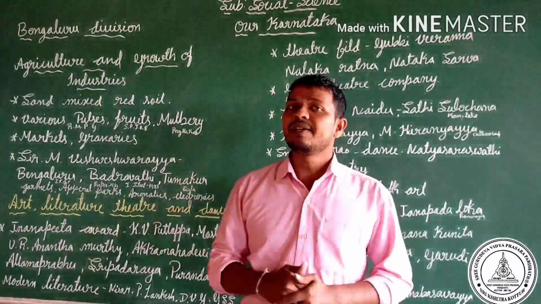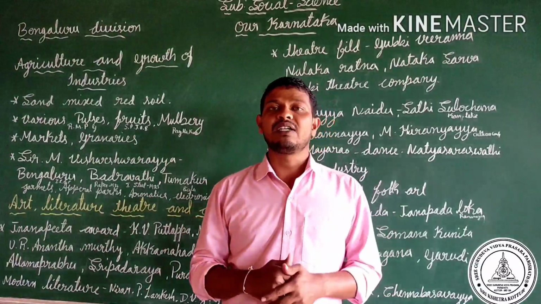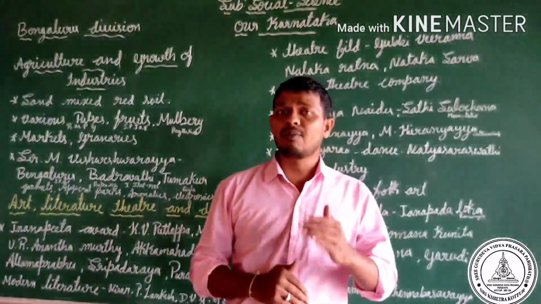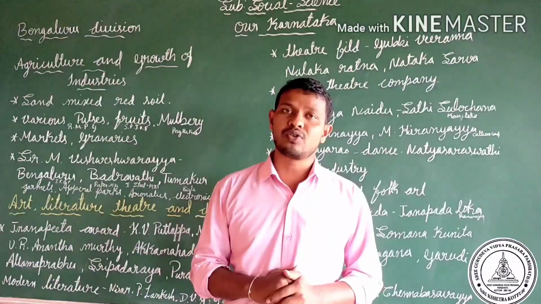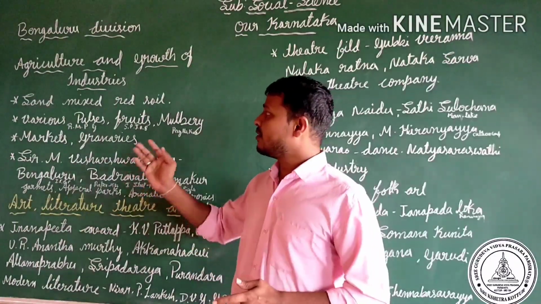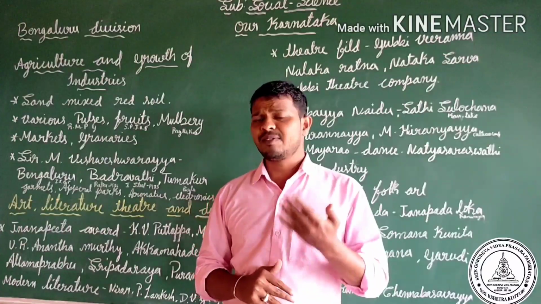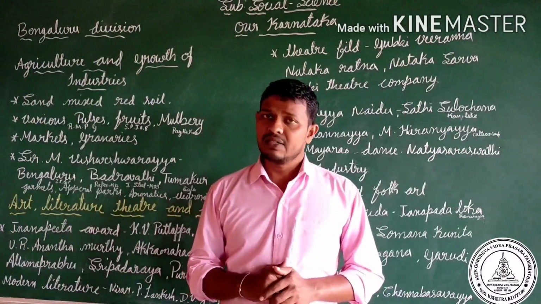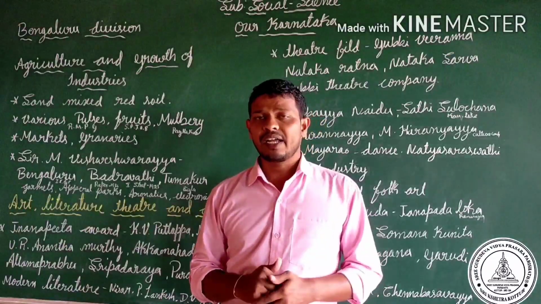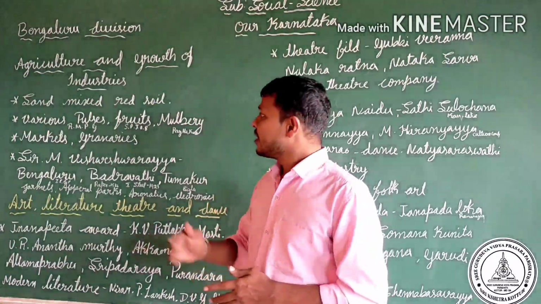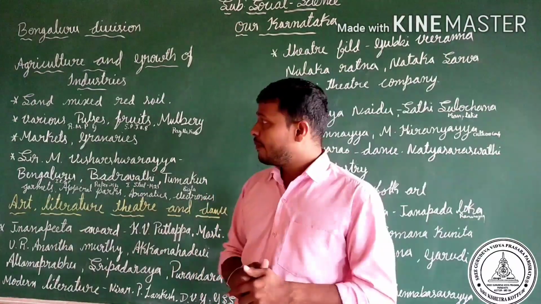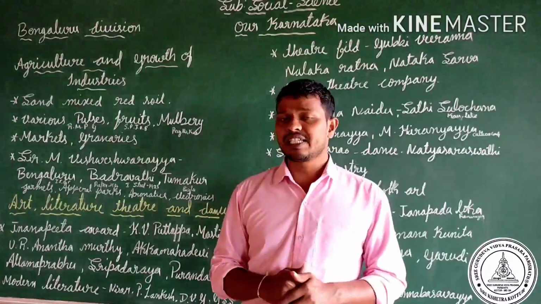Fruits and mulberry, that means silk industries, we can find here. These are all helpful to learn about the agricultural field in the Bengaluru division. Now I would like to tell about the various pulses. Which pulses do you find in the Bengaluru division? The same wheat, ragi and rice, and paddy. These are the things we can find here.